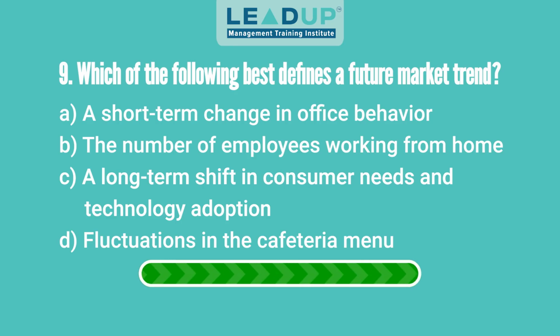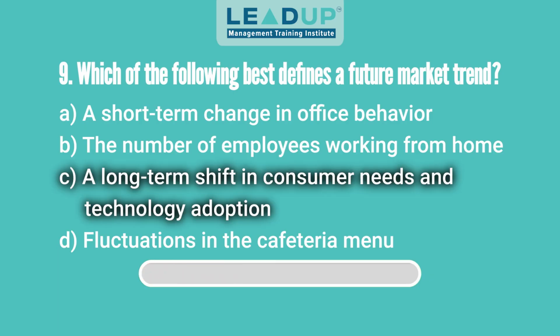Question 9. Which of the following best defines a future market trend? A. A short-term change in office behavior. B. The number of employees working from home. C. A long-term shift in consumer needs and technology adoption. And D. Fluctuations in the cafeteria menu. Answer: a long-term shift in consumer needs and technology adoption.